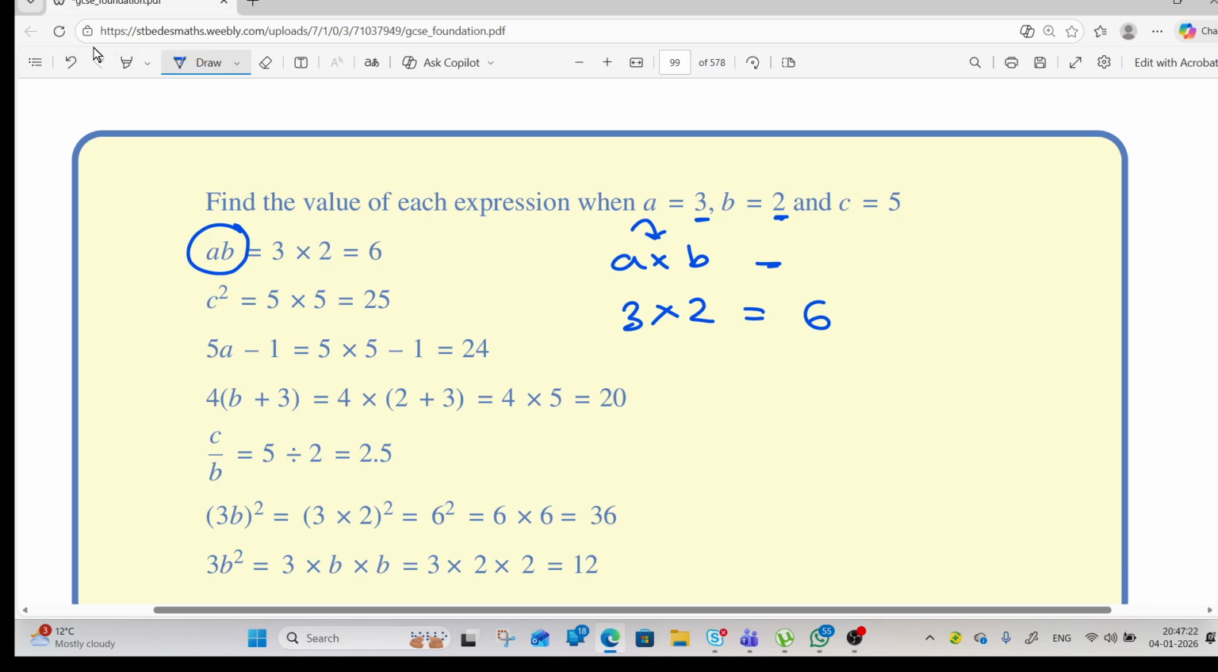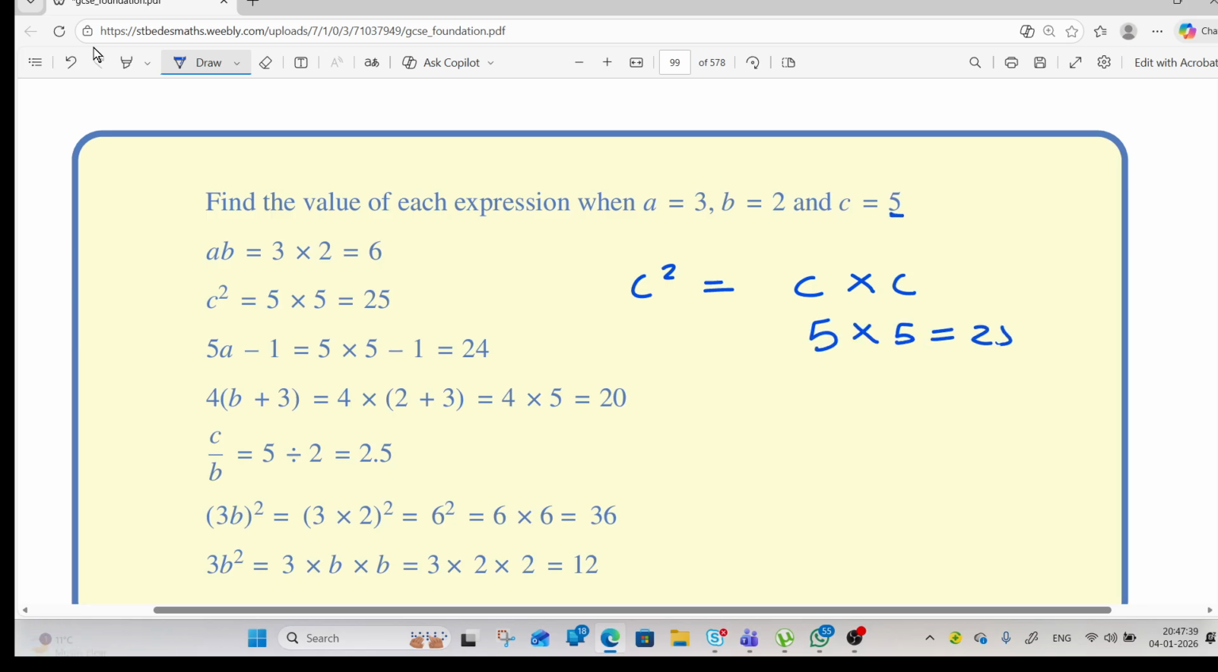Next question is this: find c square, and we know the value of c. As you can see here, it is 5. So at the place of c, I will put 5. c square is c times c, right? So at the place of c, I would put 5. 5 times 5 is 25. That means the value of c square is 25, right?